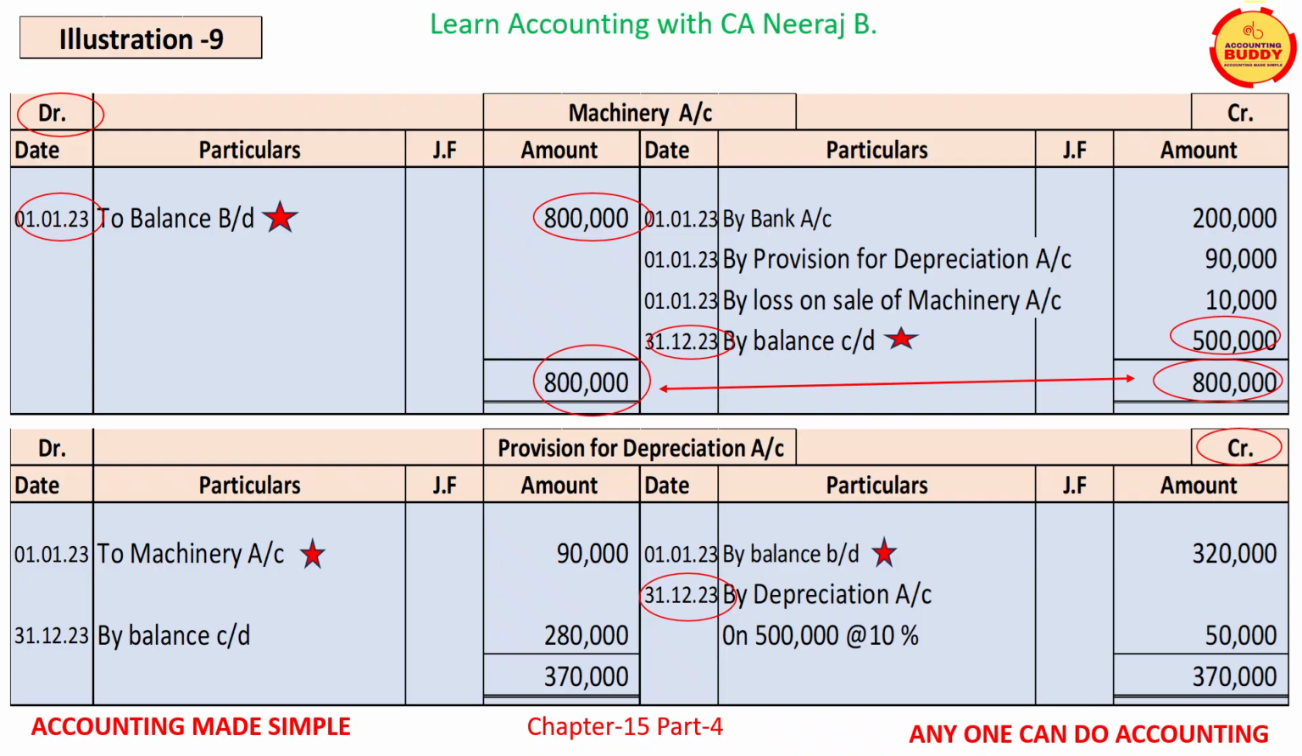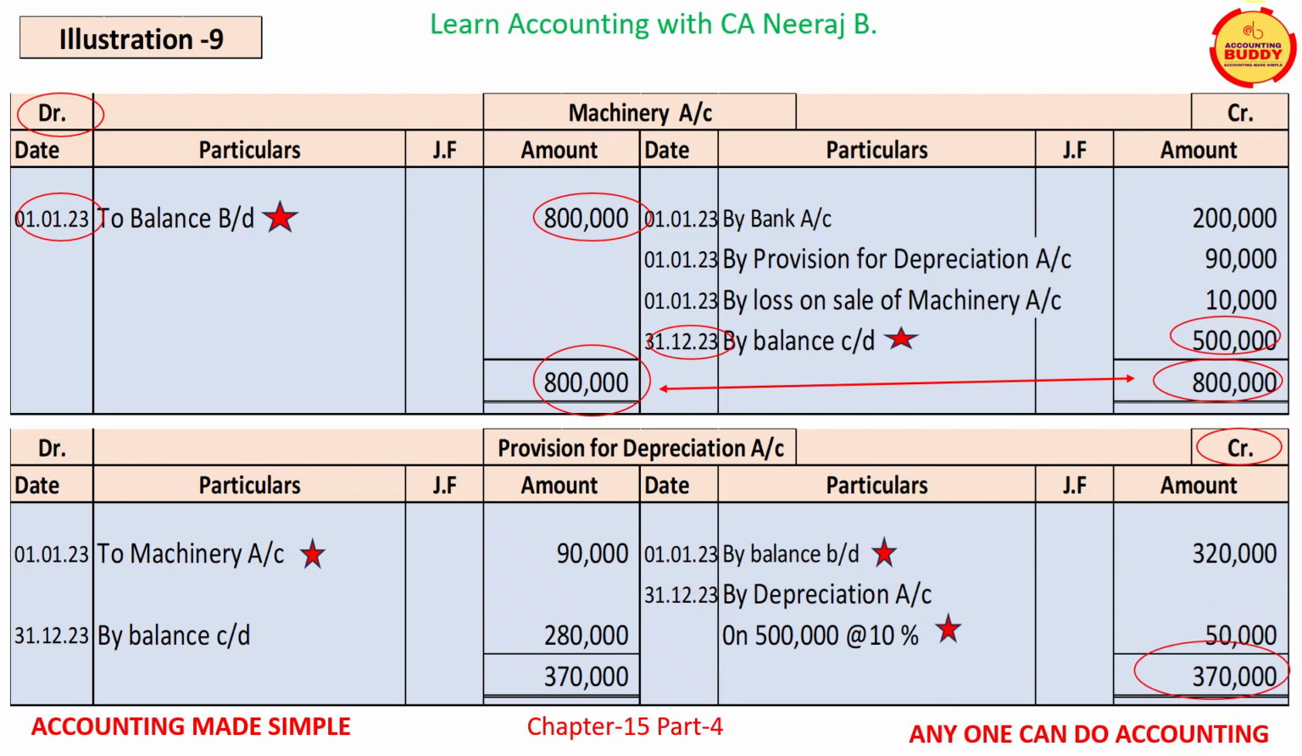On 31st December 2023, depreciation on the balance value of the machinery of $500,000 is provided at the rate of 10% per annum. The depreciation amount of $50,000 is provided and the provision is created by crediting the provision for depreciation account by writing the words "by depreciation account."